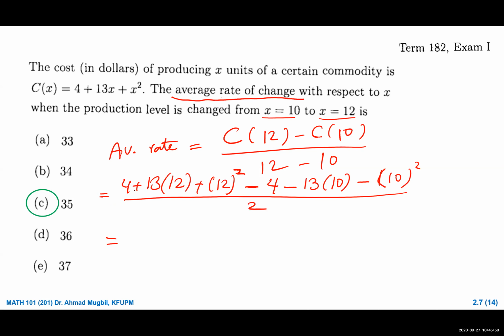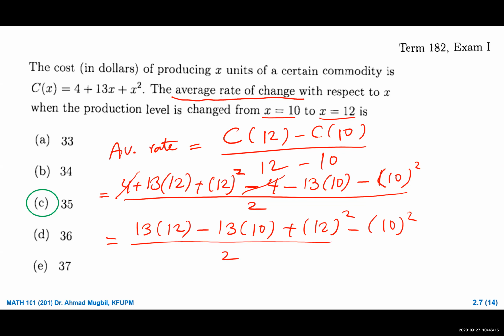So what I'm going to do, Shabab, 4 will be cancelled with 4. 13 times 12 minus 13 times 10 plus 12 squared minus 10 squared, all over 2. Okay, so these are all over 2. Now for 13 times 12 minus 13 times 10, I will take 13 as a common factor. It will be 13 of 12 minus 10.